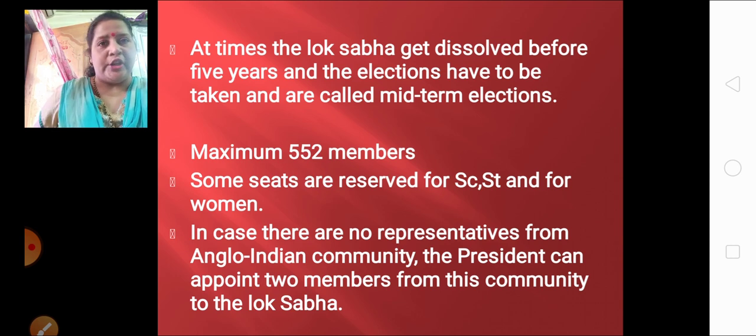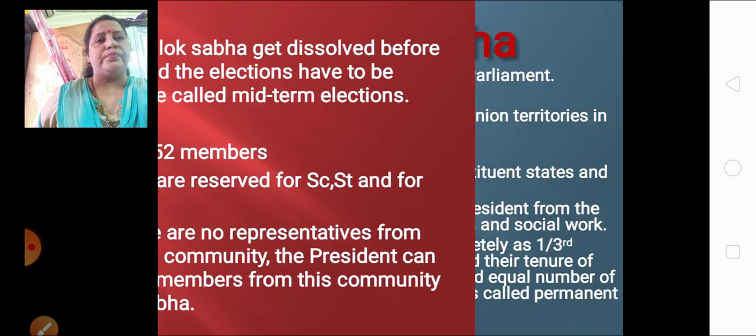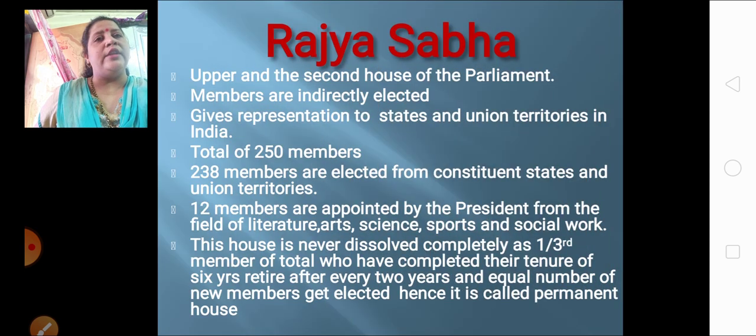Seats are reserved for the scheduled castes, scheduled tribes, for women, and now also for Anglo-Indians. Okay, so this is the composition of Lok Sabha. I hope you all have understood. Now let's go on to the next house, that is Rajya Sabha, the second or the upper house. Rajya Sabha is called the upper or the second house of the parliament.